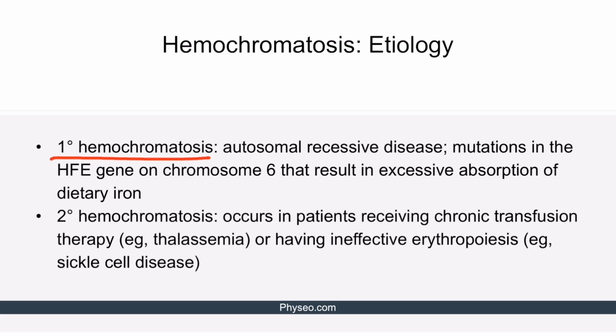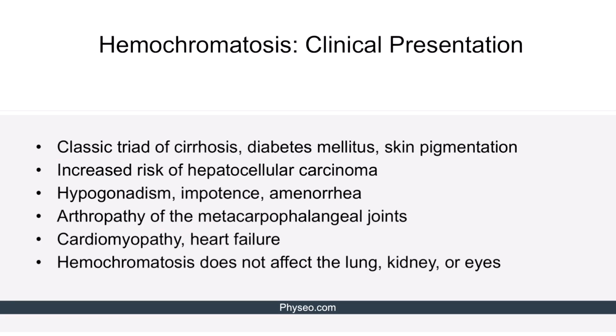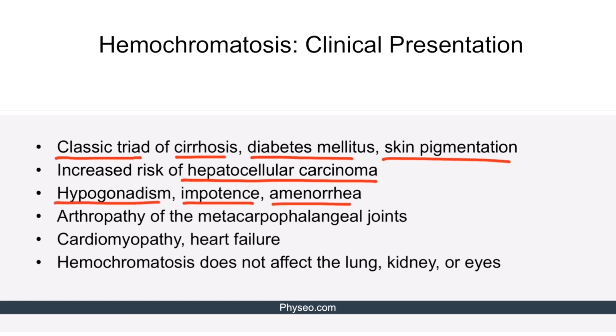Some patients who are receiving chronic transfusion therapy, such as thalassemia patients, or having ineffective erythropoiesis, such as sickle cell disease patients, might develop secondary hemochromatosis. The classic triad of hemochromatosis is cirrhosis, diabetes mellitus, and skin pigmentation. It's important to know that hemochromatosis puts patients at increased risk of developing hepatocellular carcinoma. Iron deposition in the pituitary gland leads to hypogonadism, impotence, and/or amenorrhea.